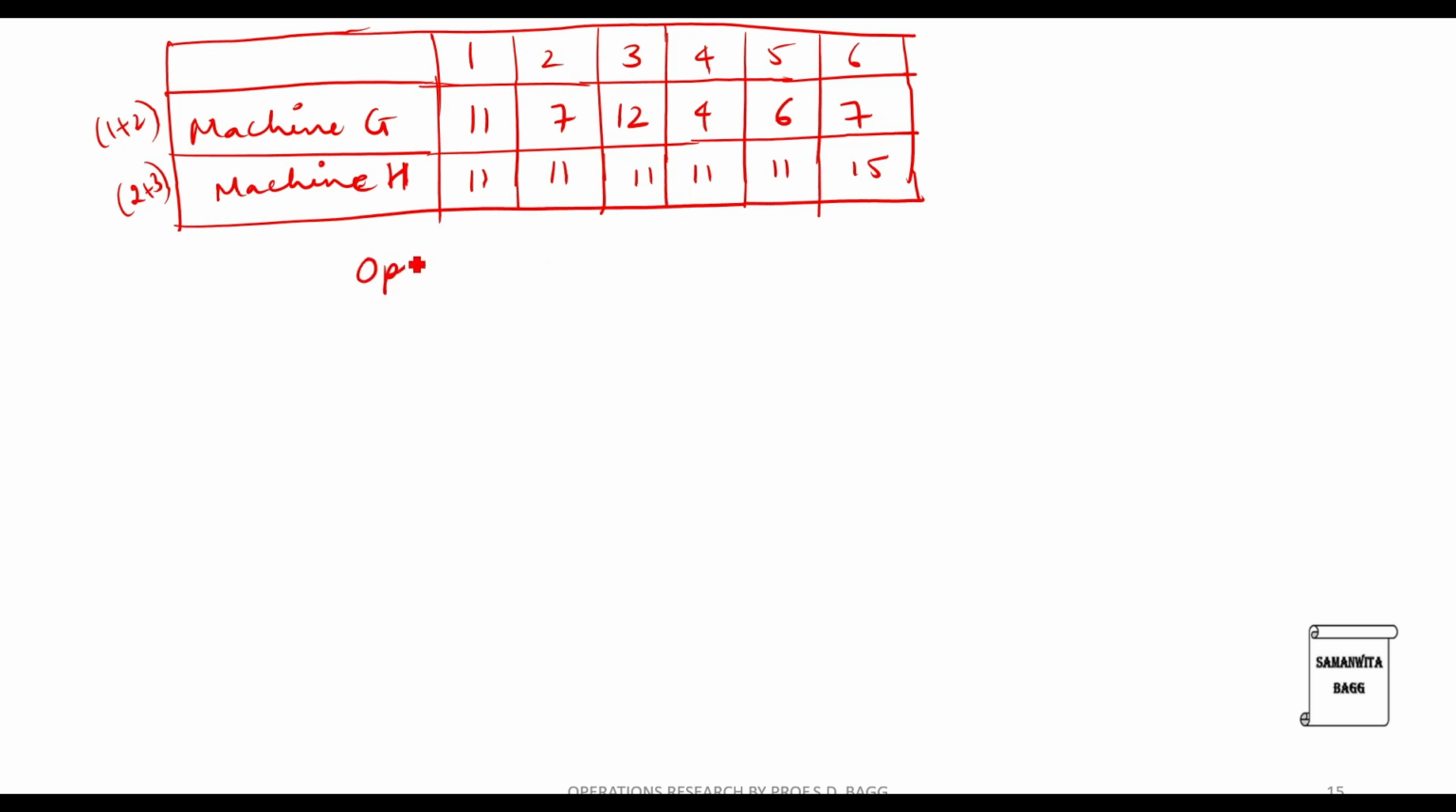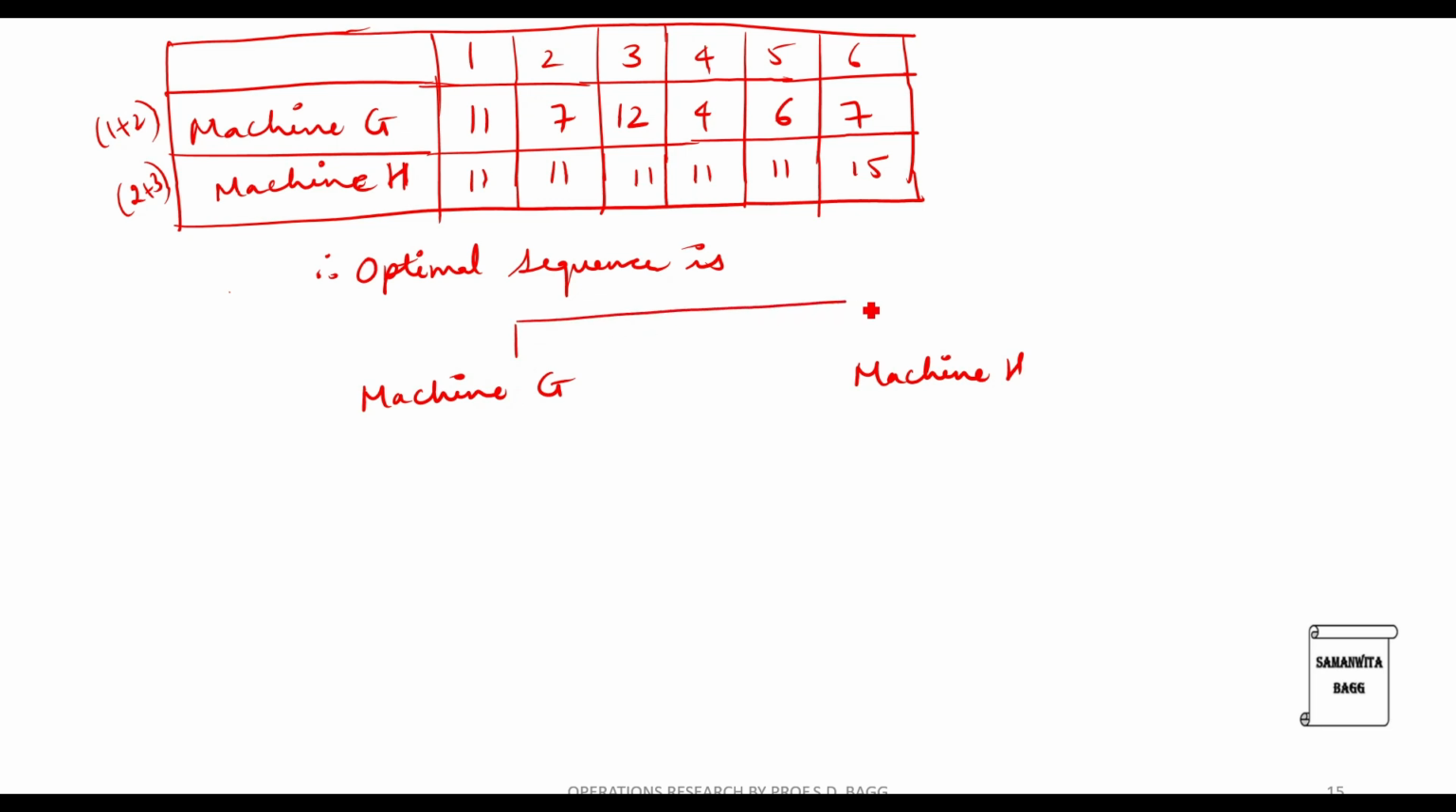So now we'll write down the optimal sequence. Here we'll have machine G, and here we'll have machine H, and we have 6 of the jobs. So let's start. Here the minimum value is 4. So first we'll allocate 4. This is on machine G minimum. So I'll write down over here 4 job.